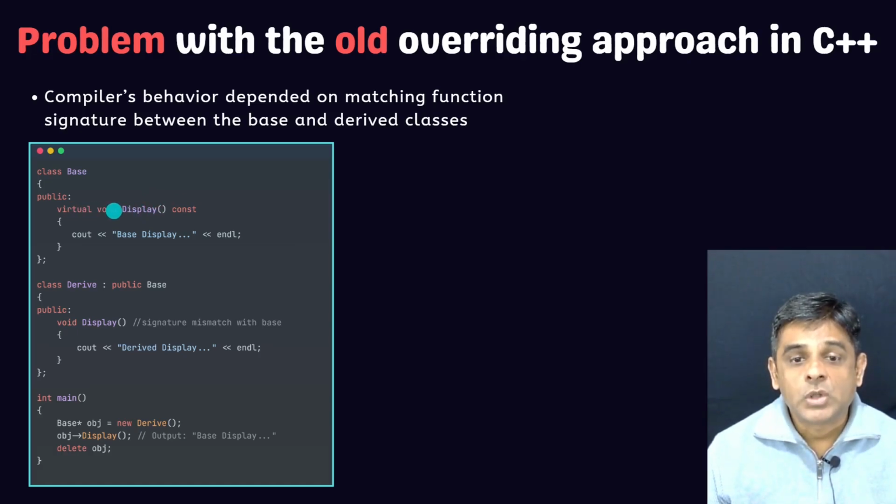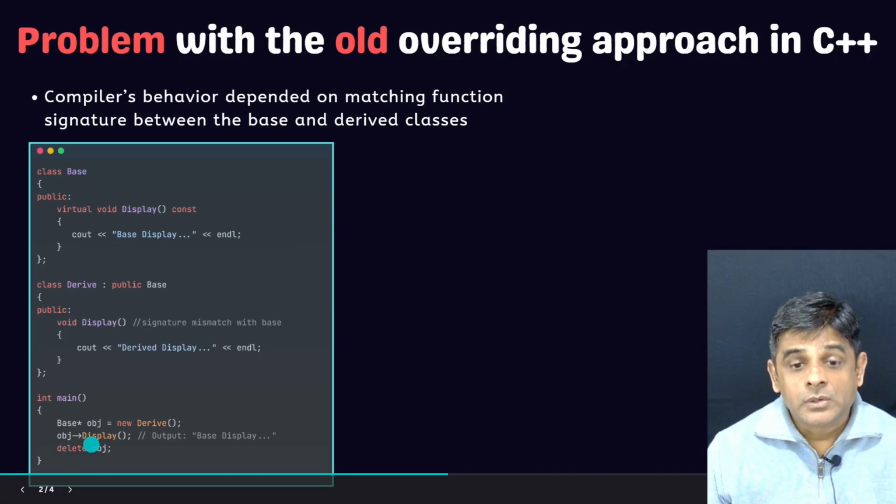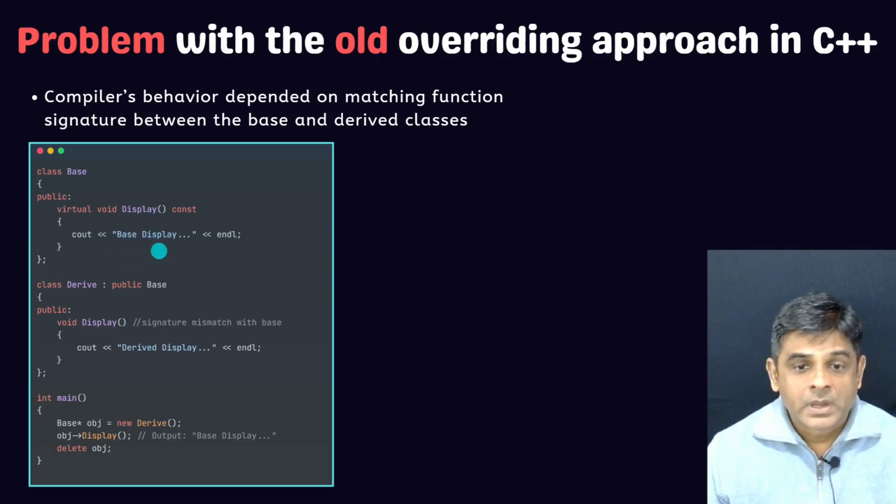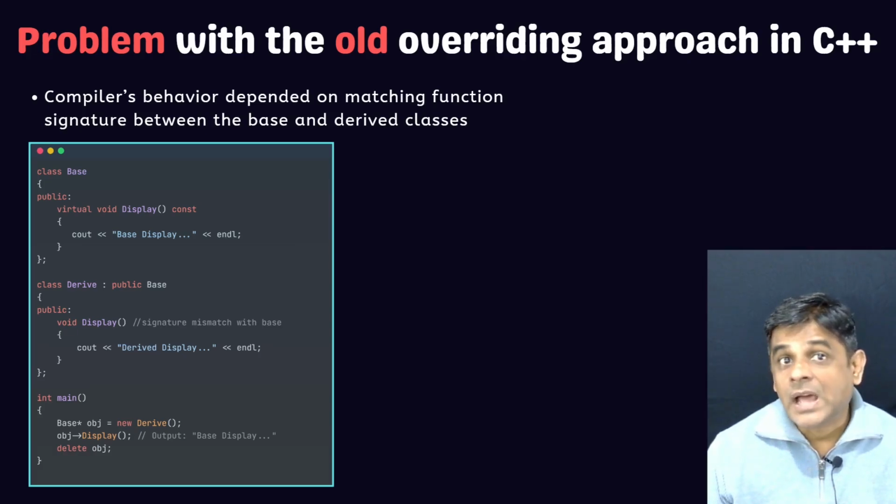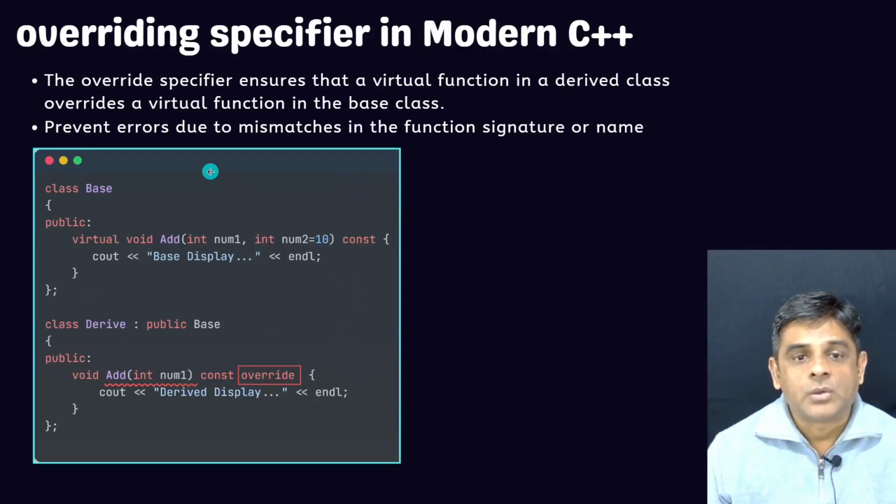It will not call the derived class method because there is a signature mismatch. If you see here, virtual void display const, and here virtual void display. So there is a clear mismatch. We are expecting the derived class method to be called, but because of the signature mismatch, it is calling the base class method and it is not throwing any error. In a large code base, if we have a similar situation, it is difficult to debug, right? So to overcome this, we need the override specifier. This is the override specifier in modern C++.